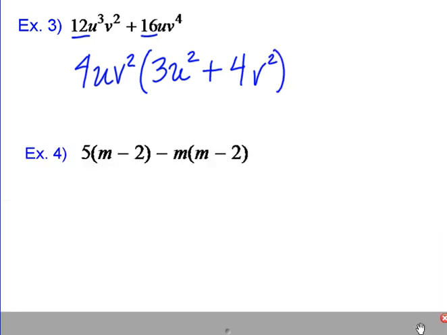We'll do it again here, and here I want you to notice that both of these, 5m minus 2 and m times m minus 2, have a binomial in common.